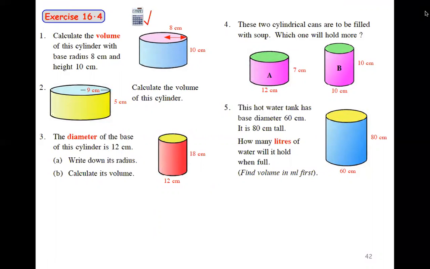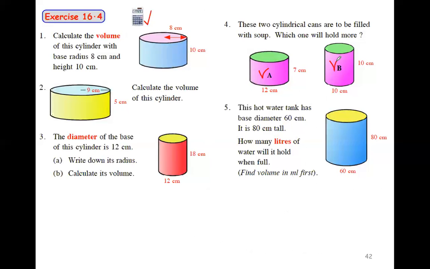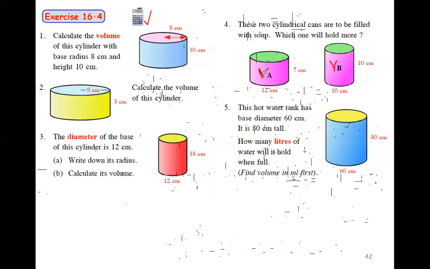So the first question I've been asked here, I've got 2 cans in this cylindrical form. We've been told that they can be filled with soup. Which one will hold more? So how do you do that? You want to find the volume of A and the volume of B, and then take the smallest away from the biggest and see which one is the biggest. Okay, so on you go.